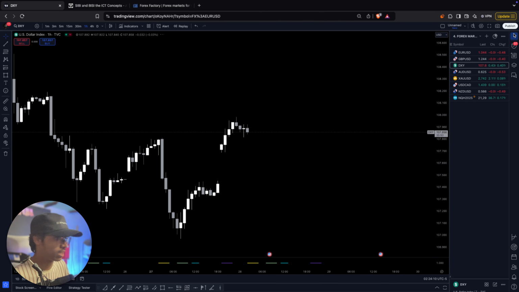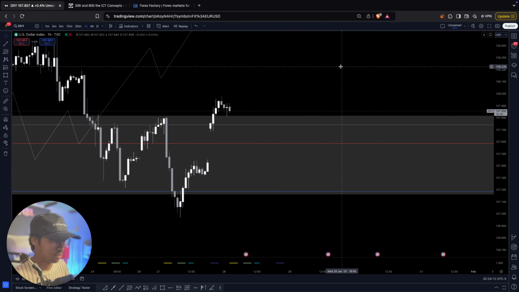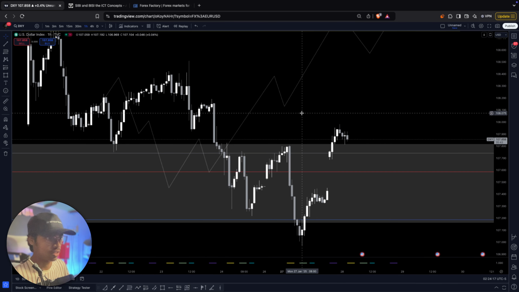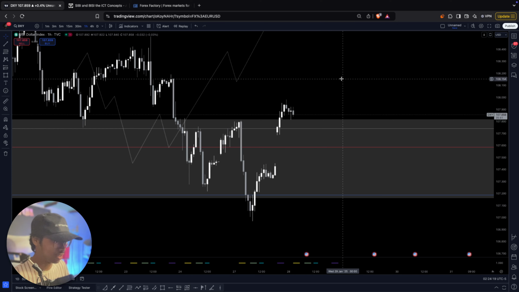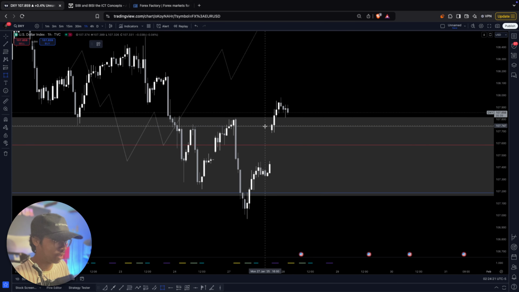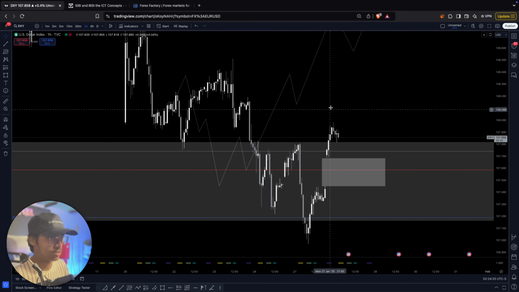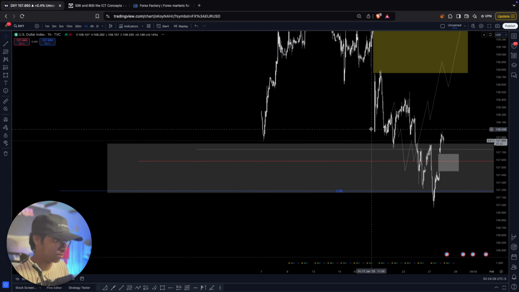Let's have a quick look at DXY as well. There's a fair value gap that has been created. Okay, a liquidity void that has been created, a really high liquidity void. Price should come down into that, but let's see. Okay, so the damage is done.